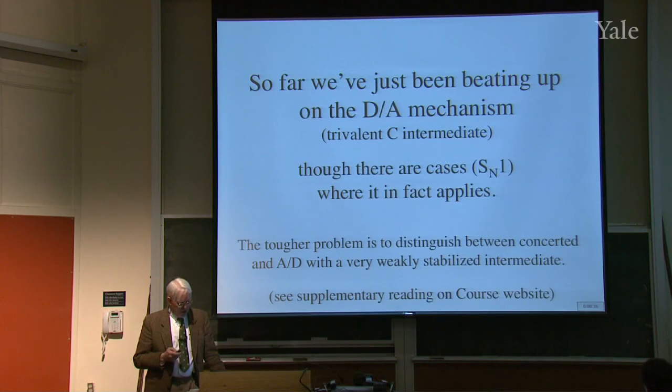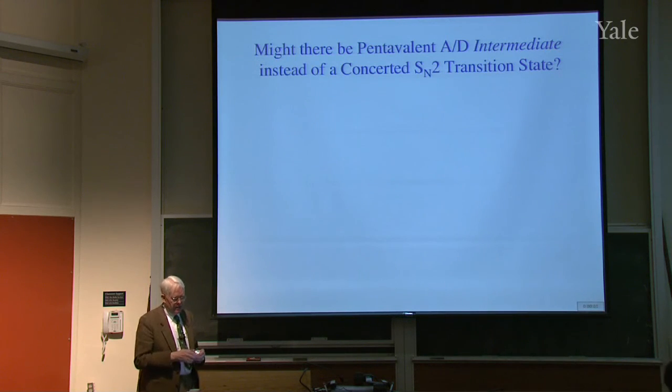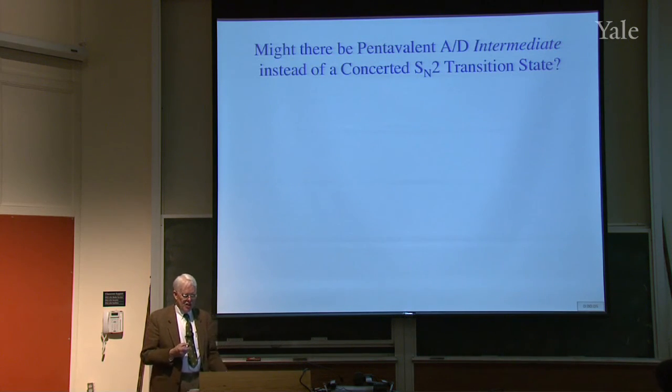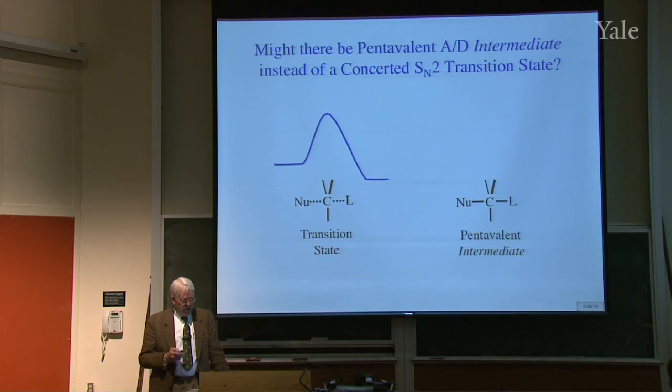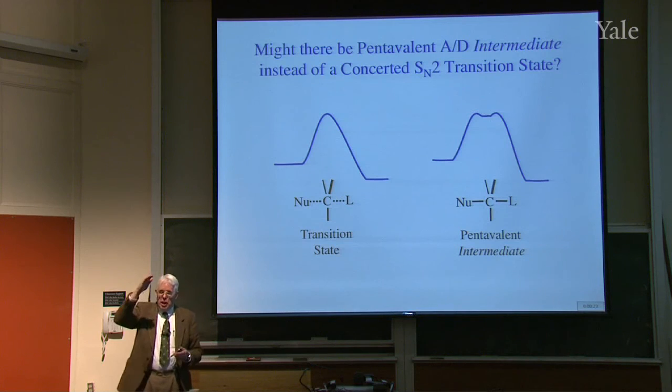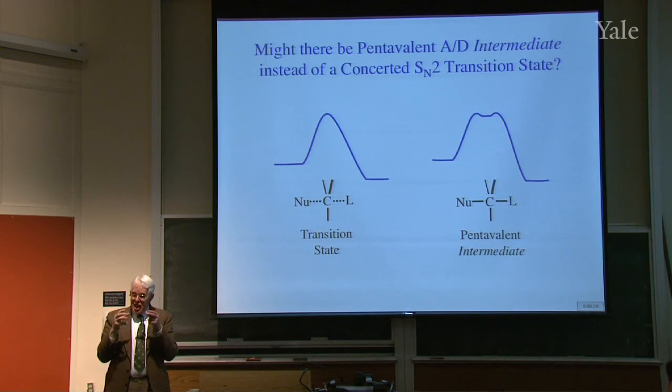So there's some stuff on the course website about that. But the question is, might there be a pentavalent intermediate instead of the concerted transition state? So here's the transition state, which is an energy maximum, and here's the pentavalent intermediate. So there would be nothing to see at the transition state here. It wouldn't last any time. It's just passing through. But if there were a little dimple up at the top, there could be some stability. That is a stable pentavalent carbon.